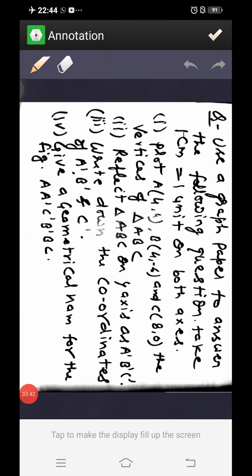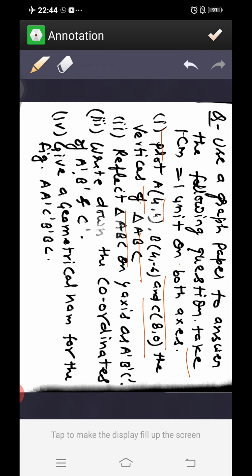Let us see one graph question. Use a graph paper to answer the following questions. Take 1 centimeter equal to 1 unit on both axes. First thing, we have to plot points A (4, 4), B (4, -6) and C (8, 0). A, B and C are the vertices of triangle ABC.